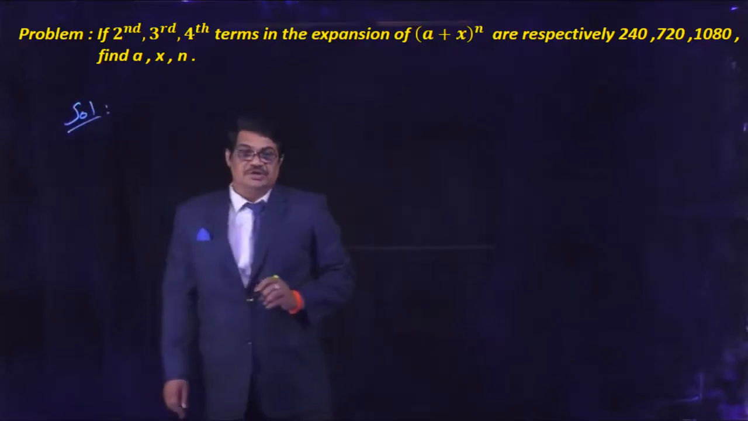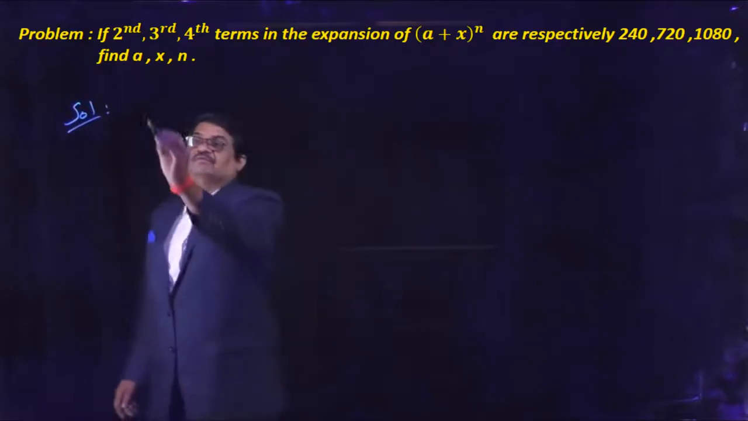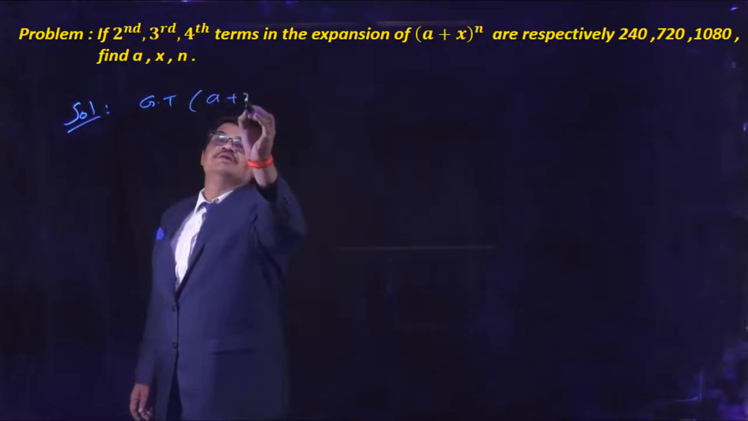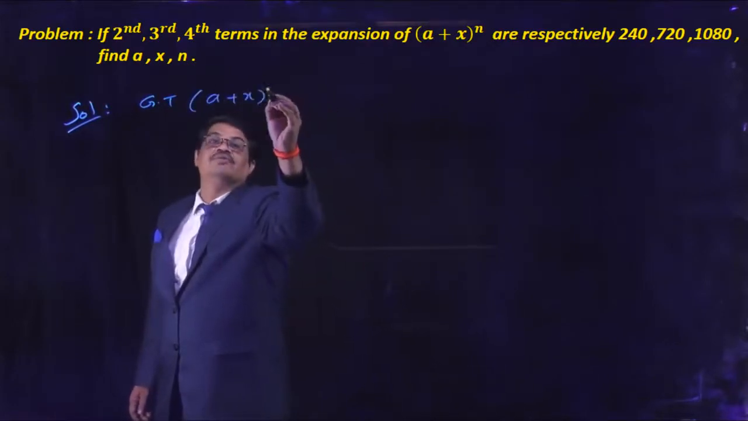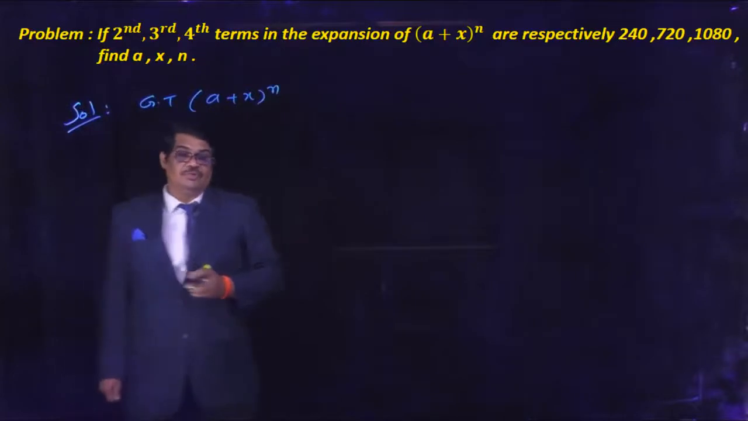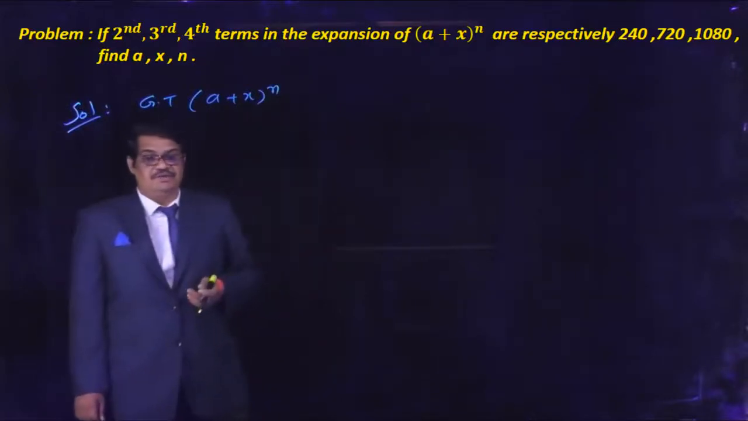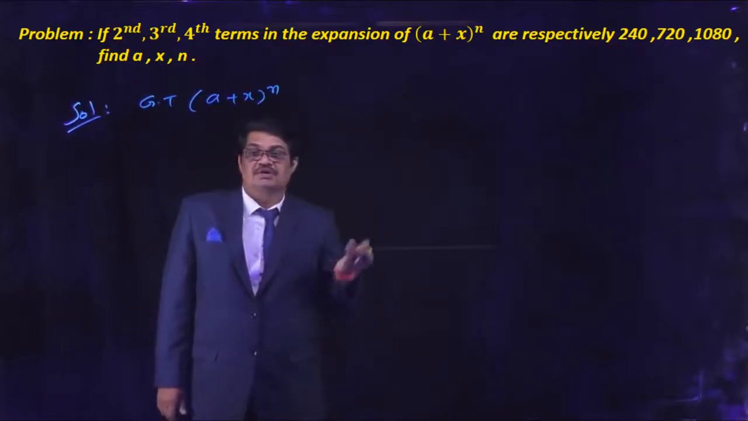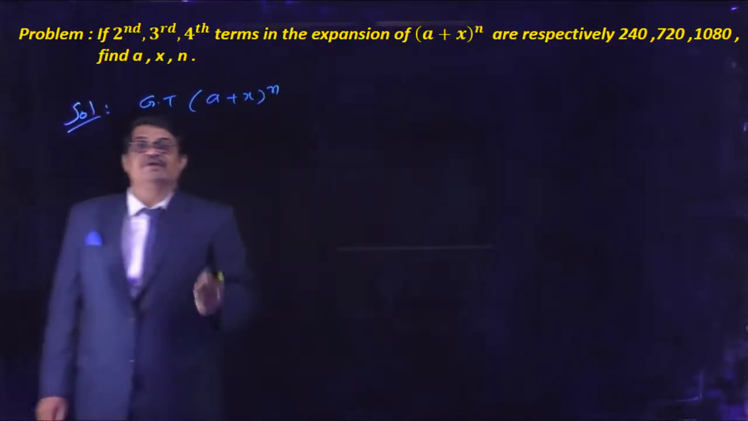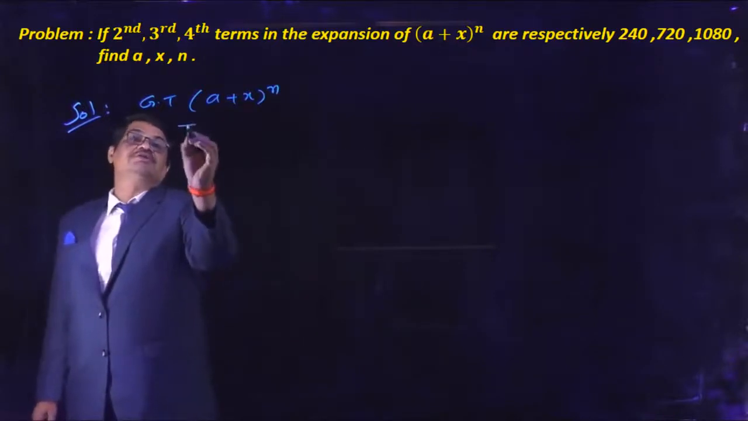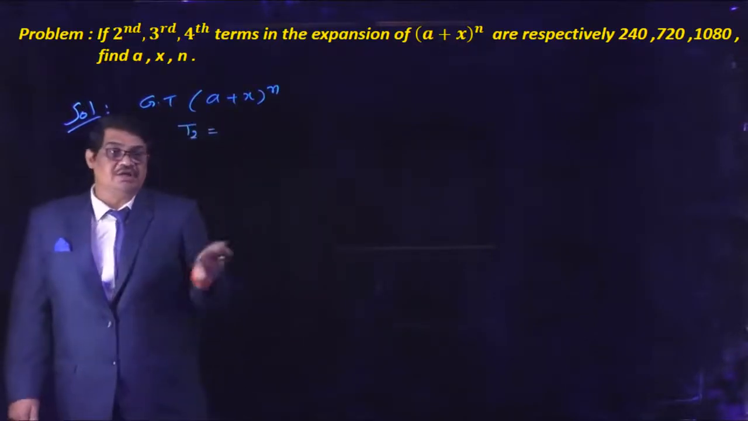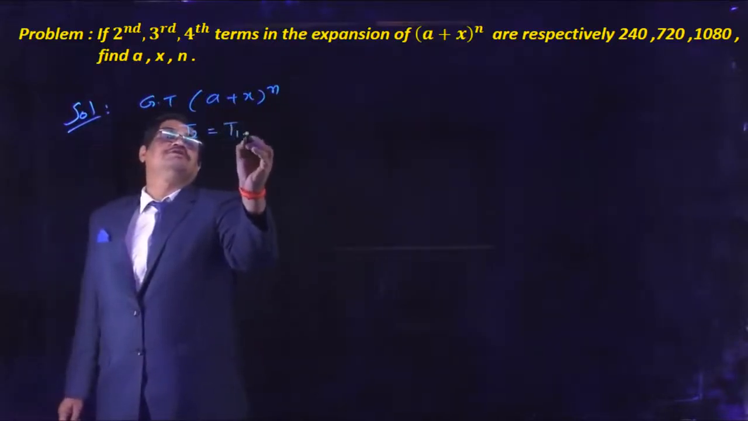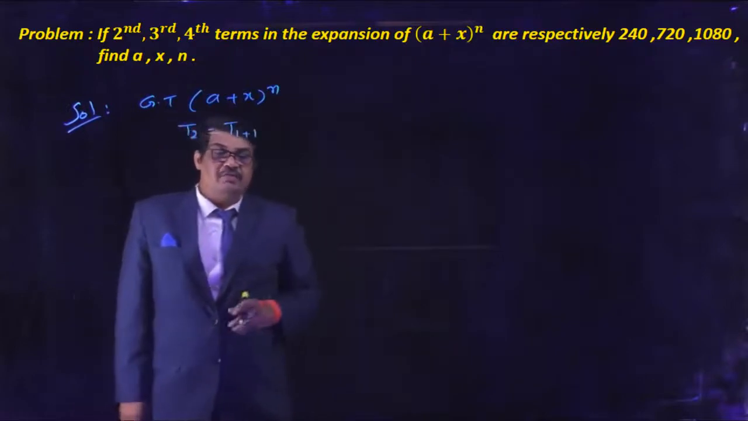What is the given expression here? Our given expression is (a + x)^n. That is the given expression, and the second, third and fourth terms in this expansion are given. Now we write the second term, that is t2. The second term t2 can be written as t(1+1), that is in the form of t(r+1).